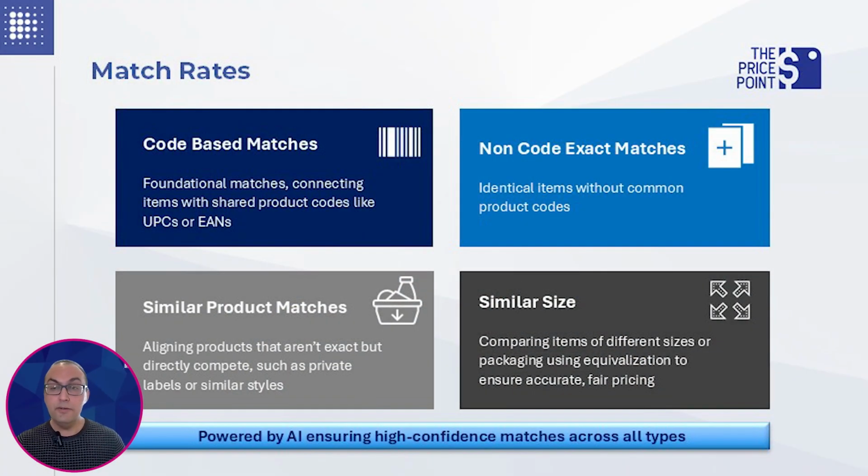So to wrap up, match rates are your competitive edge, and improving them involves a range of techniques that build upon one another. Whether it's starting with foundational code-based matches, bridging gaps with non-code-based matches, aligning private label through similar product matches, or tackling size disparities with size differentials, each method enhances your ability to see the full competitive landscape. Together, these approaches provide the clarity and confidence needed to make strategic decisions and outpace the competition. With the right tools and strategy, high match rates aren't just achievable, they're transformative.